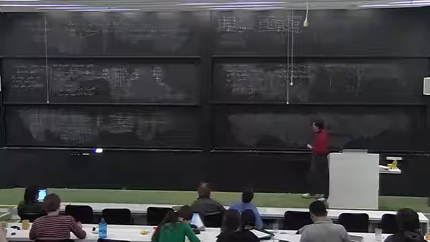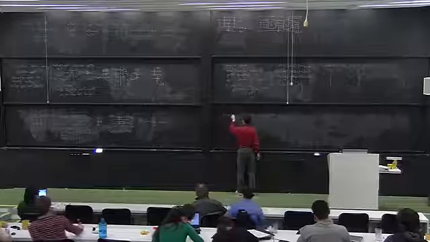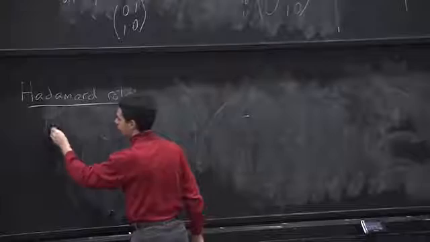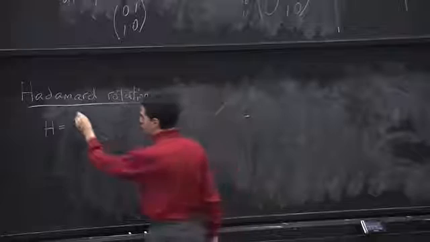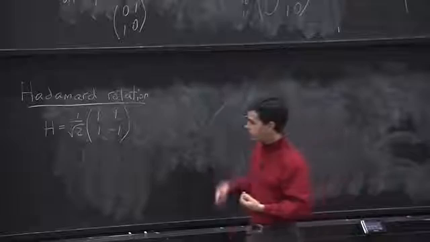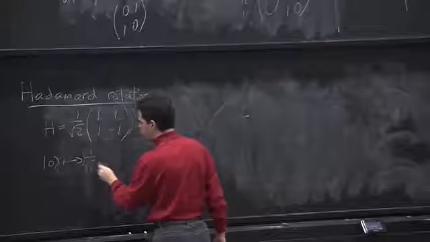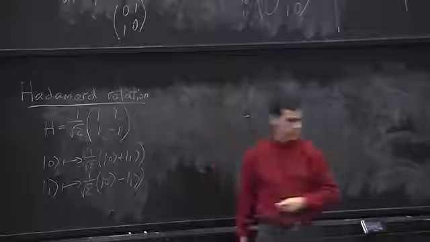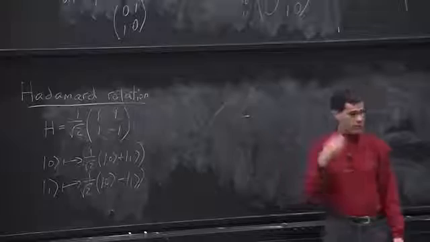So one of them, a very common one, is called the Hadamard rotation. The Hadamard I'll usually write as H. It's a single qubit gate, so it has a 2x2 matrix. And that 2x2 matrix looks like this. Okay. So what does that mean in terms of the basis states? Well, it means that 0 will become 1 over root 2, 0 plus 1. And 1 becomes 1 over root 2, 0 minus 1. Okay. So that's a superposition. And if we start out with the basis state, we can use the Hadamard to get an equally balanced superposition of 0 and 1.